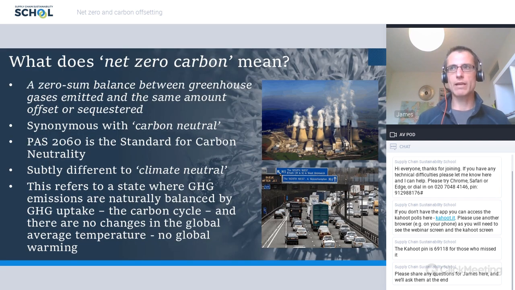Climate neutrality talks about the temperature outcome, or the change in the outcome on temperature, global warming, because of carbon emissions. And it can be said that the climate is neutral where the carbon that is emitted against the carbon that is naturally taken up by plants and the oceans and other systems, the carbon cycle, they balance each other out. So there's no net change to the global warming.